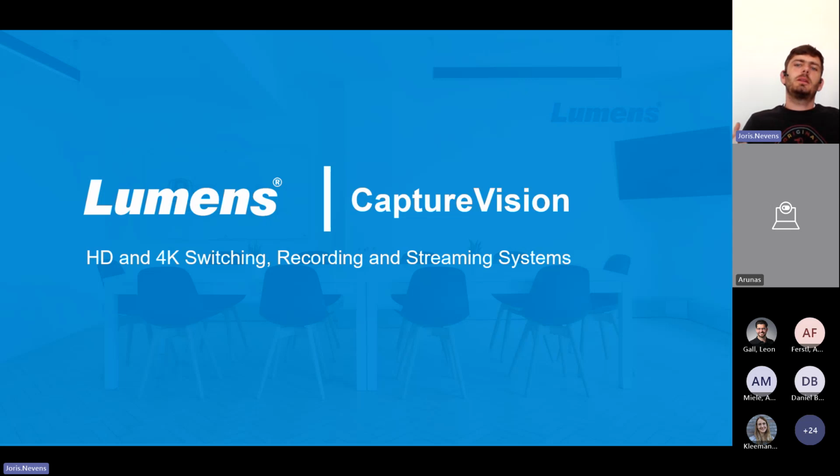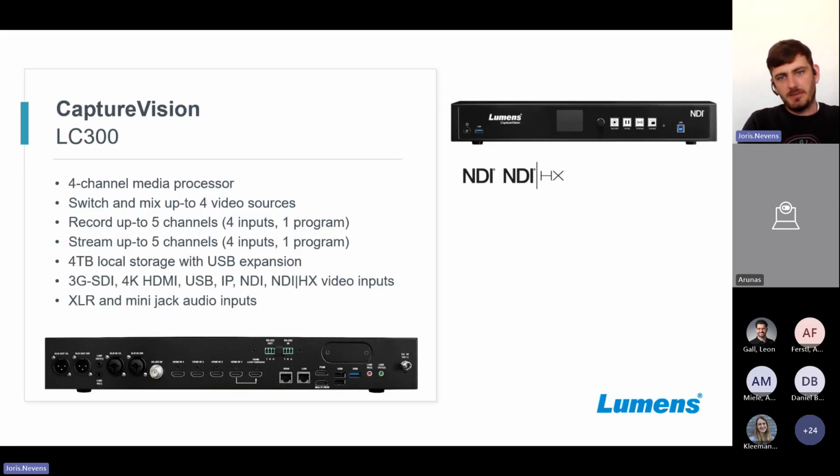Okay, we talked a little bit about the capability of the devices. Now we talk about the devices themselves. So in big, we have three devices divided in the amount of channels they can record or they can take and the input and output resolution. So the LC300 is the first. It's the newest unit we launched recently. It's our 4K resolution unit.